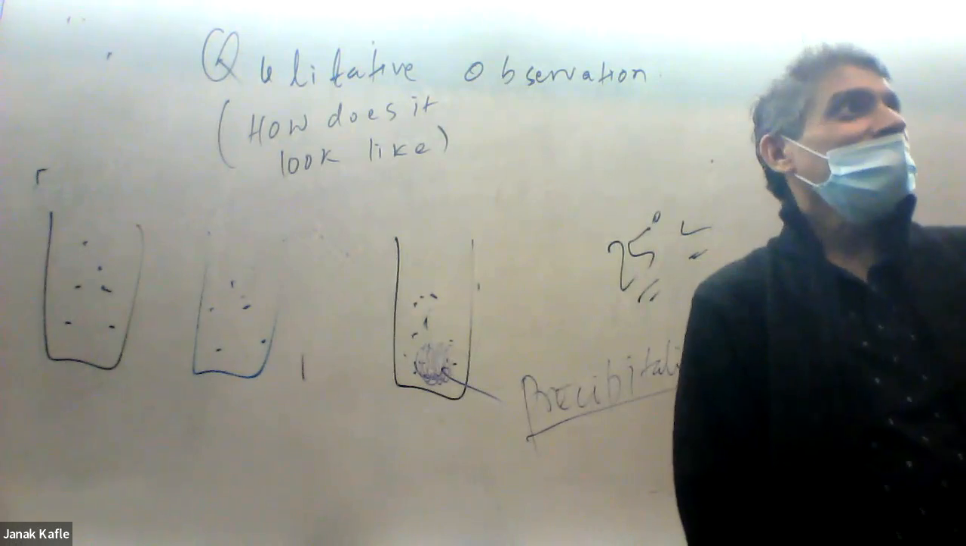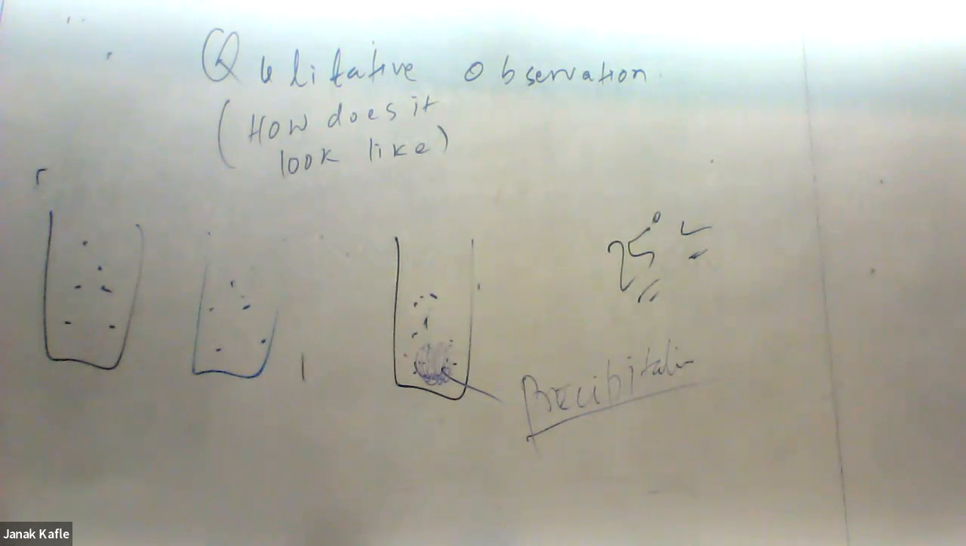Everybody got that? Number and unit. If you are trying to give a number and unit, that is a quantitative observation in anything. But if you are just looking with the eyes, that's a qualitative observation. Good. All right.